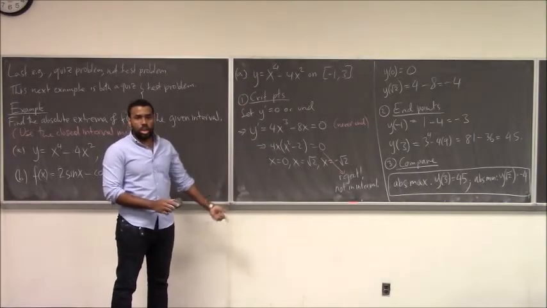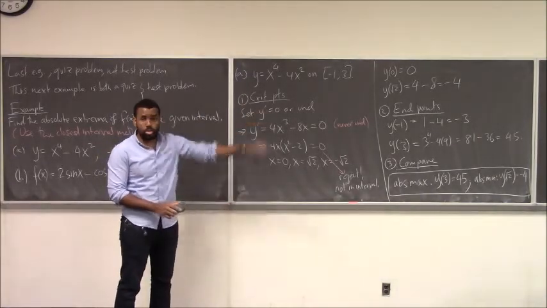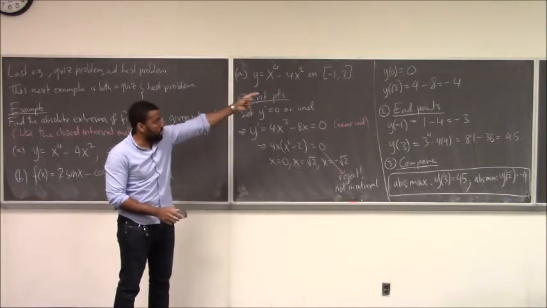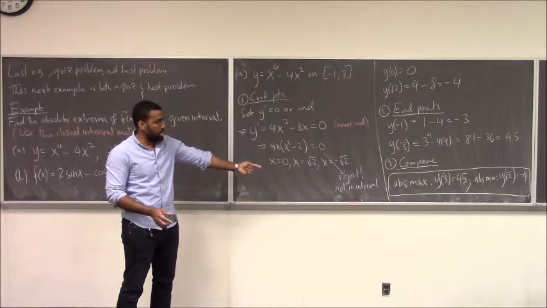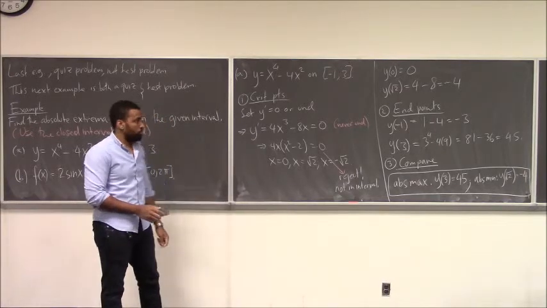So this is how you apply the closed interval method. Just go through those 3 steps. Find the critical points, evaluate at the endpoints, then you compare everyone. The largest guy is the absolute max, the smallest guy is the absolute min.